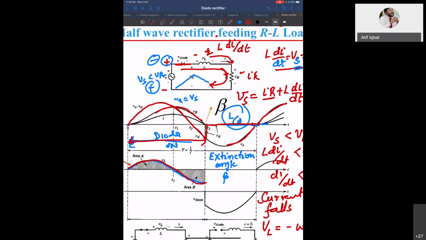So what is the diode voltage? We can draw the diode voltage. You see, diode voltage will be like this. It will be 0 from here to here, or 1.5 volt if it is a power diode, or 0.7 volt if it is a signal diode. But if it is an ideal diode, this will be 0. And then it will take all the source voltage. It will block the source voltage. So this is the voltage waveform for the diode.